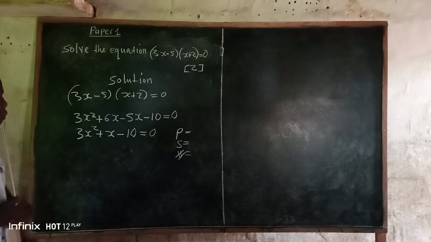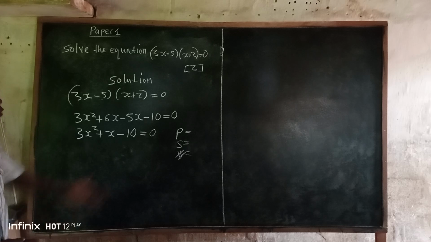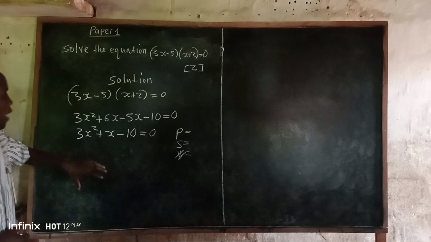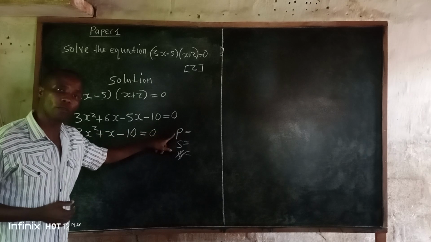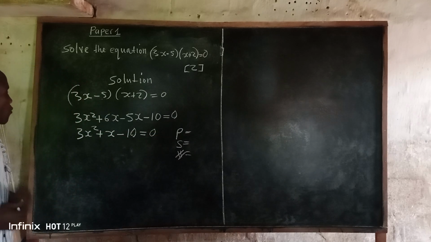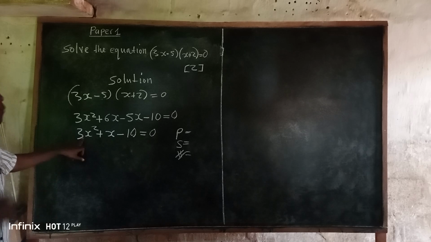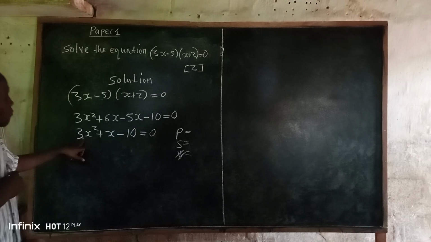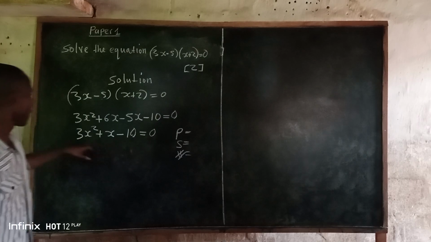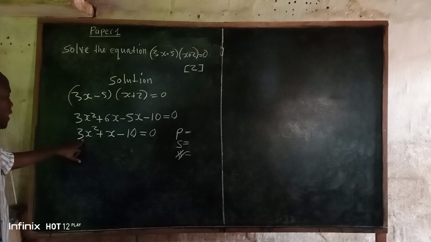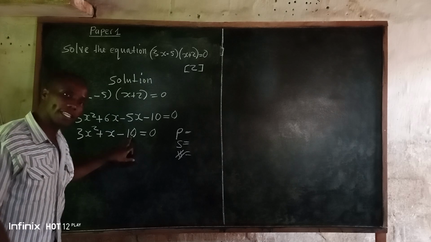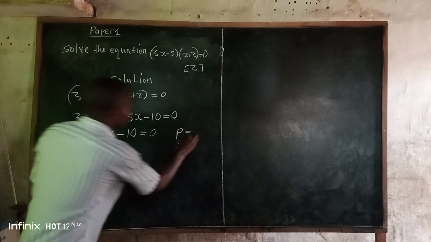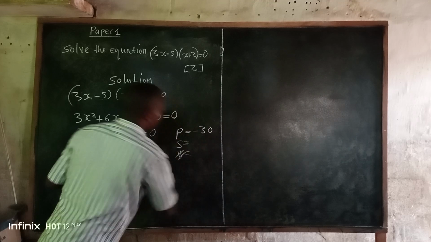So now, how do we find the product? Since we have identified these 3 things that we are supposed to know, we start with the first one, which is the product. We always multiply the coefficient of the first term, the term with a square, times the constant number. The coefficient of 3x squared here is 3. So 3 times the constant, in this case negative 10. 3 times negative 10, the answer will be negative 30. That will be our product.